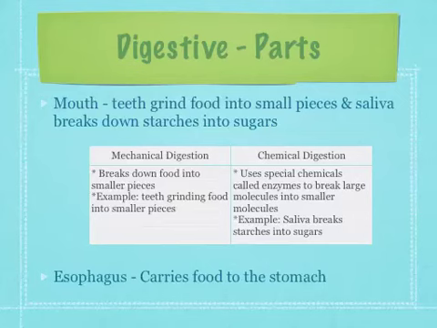The second part of the digestive system is the esophagus. The esophagus is a tube that carries food from the mouth to the stomach.